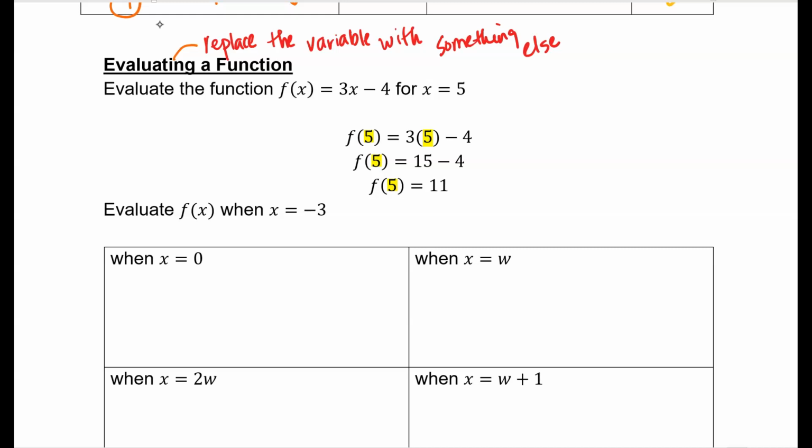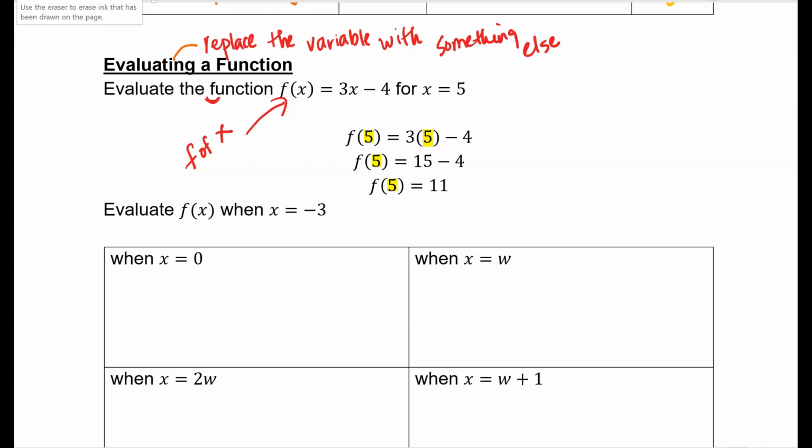Now here's a function, f of x. So we pronounce this f of x. It does not mean f times x. This is notation for what we call a function. We normally write an f for function. However, this could be G, this could be any letter of the alphabet. But you will mostly see F or G. F of x equals 3x minus 4. And we're going to evaluate this function for x equals 5. What does it mean? All we're doing is replacing the x with a 5.